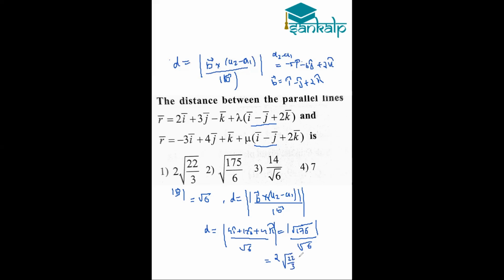On simplifying, we get 2 into root 22 by 3. Here we are writing 176 as root of 8 into 22, and 6 can be written as root 3 into root 2. So on finally simplifying, we get 2 into root of 22 by 3. So option 1 gives us the correct answer.